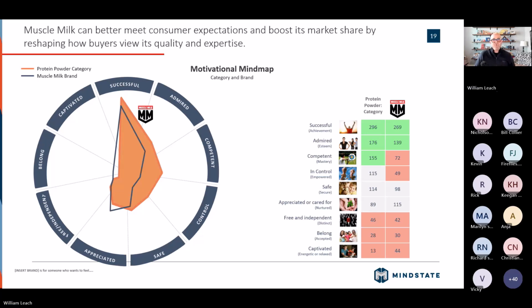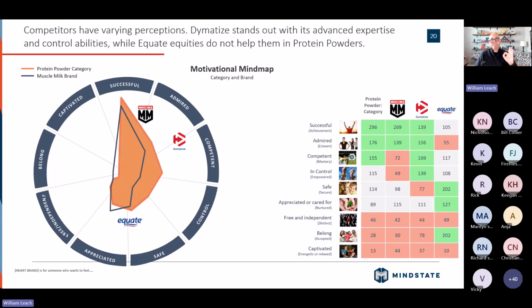And what you'll also see here is you can also do the same map on competitive brands. So in this case, Dymatize actually fits a lot closer to what the main category drivers are. If you see it, they over-index on success, they over-index on admiration, they over-index on competence, and they over-index on in control, which is the empowerment motivation. So they're a little bit over-indexed there.